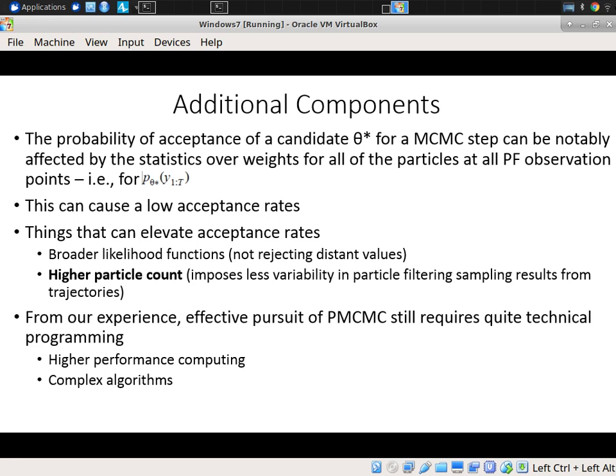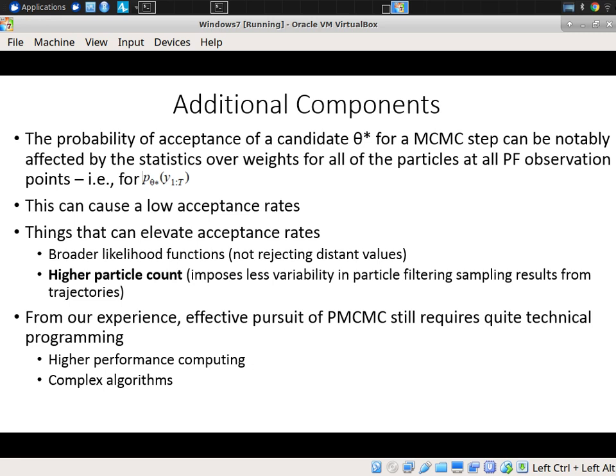So we have found that two things help a lot here for acceptance rates. One thing is broader likelihood functions. And if you remember my talk yesterday, that means, for example, if you're using negative binomial, using a small value of R, it'll spread it out. So we use values of R sometimes like 4, 5, instead of 40, because it allows it to accept a larger fraction of the proposals, and it still gets quite good results. The second thing is having more particles makes this more reliable to compute across all particles, and that means that it tends to accept more.